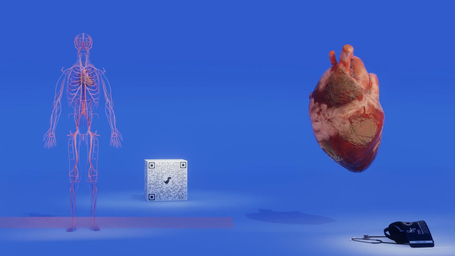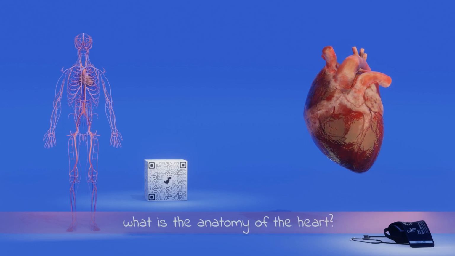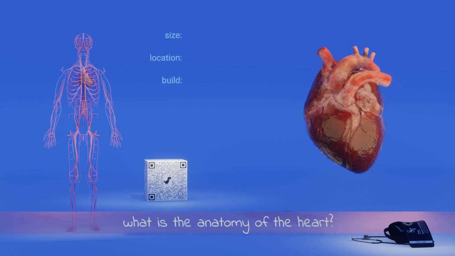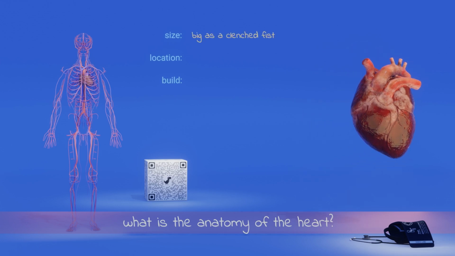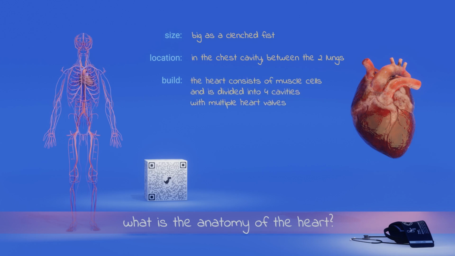With the anatomy of the heart, we discuss the location of the heart, how big the organ is, and what it looks like. The size of the heart can be compared to a clenched fist, and you know that the heart is located in the chest cavity between the two lungs. The heart consists of different types of tissues: nervous tissue, fatty tissue, and the heart contains blood cells. But the most important tissue is the muscle tissue. The heart is made up of muscle cells. It consists of 4 cavities, and these are separated by heart valves.